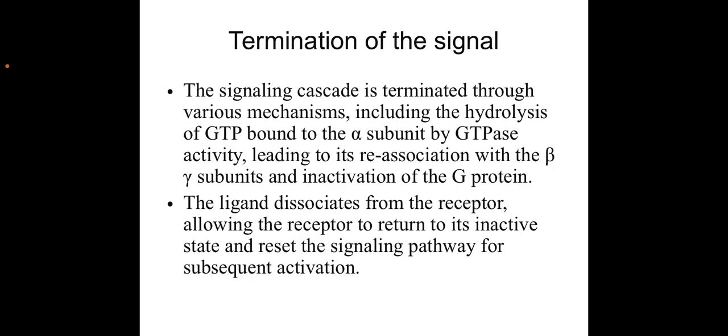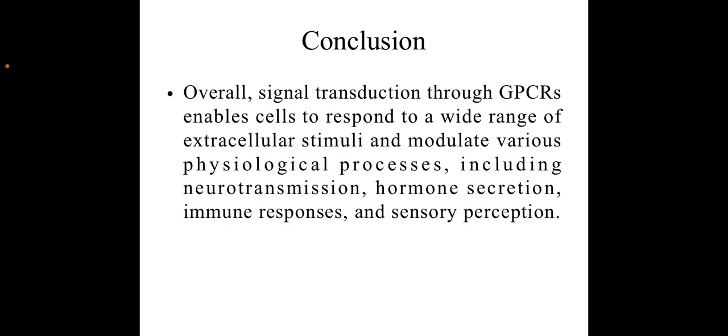functions. And if we talk about the termination of the signal, the signaling cascade is terminated through various mechanisms, including the hydrolysis of GTP bound to the alpha subunit by its GTPase activity, leading to its reassociation with the beta gamma subunits and inactivation of the G protein. The ligand dissociates from the receptor, allowing the receptor to return to its inactive state and reset the signaling pathway for subsequent activation. So overall, signal transduction through GPCRs enables cells to respond to a wide range of extracellular stimuli and modulate various physiological processes, including neurotransmission, hormone secretion, immune responses, and sensory perception.